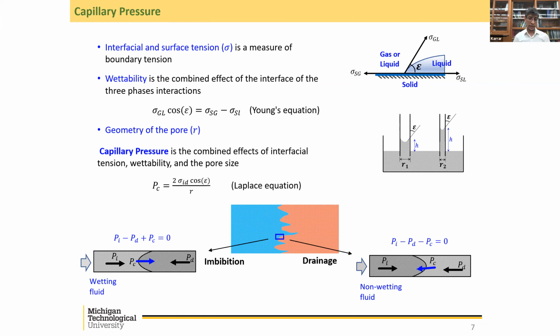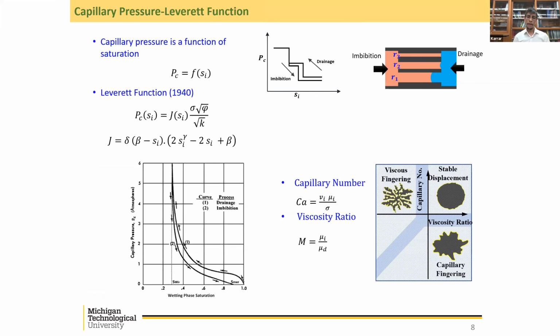The figure to the right is when the injected fluid is the non-wetting phase. By non-wetting phase we mean the fluid doesn't like to spread on the surface of the pore. And the immiscible displacement regime is called drainage. So these are the two main regimes that we can see in the porous media. Next.